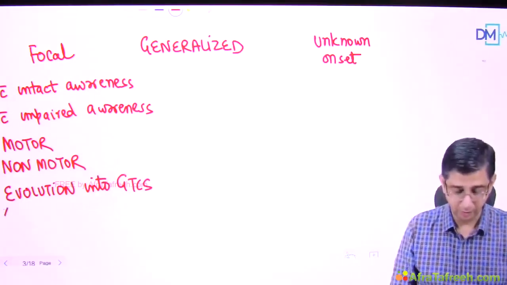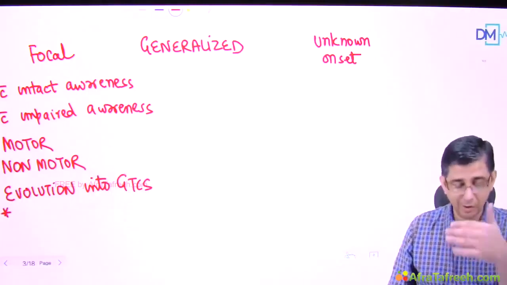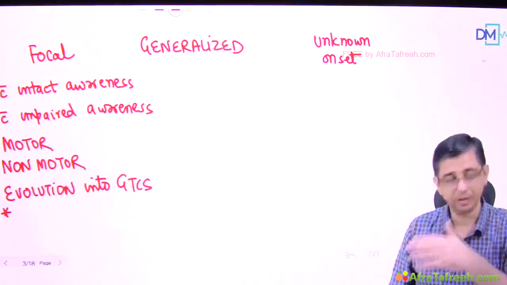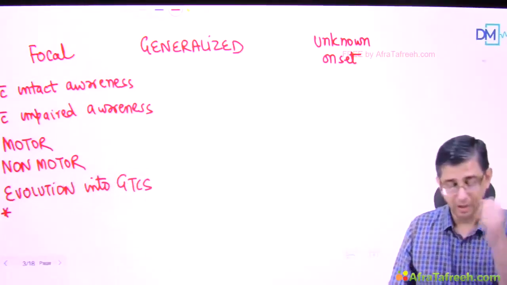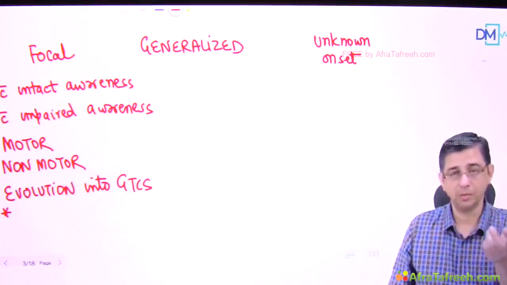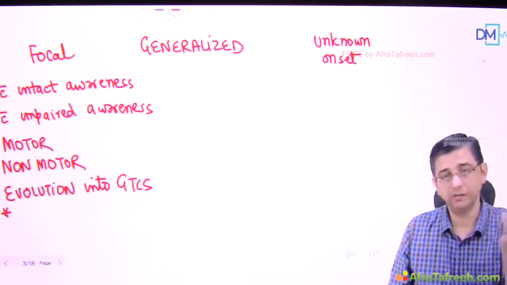For example, I spoke about this evolution into GTCS. This is because the drug of choice for focal seizures is different compared to the drug that we use in generalized tonic-clonic seizure. Like in focal seizure, if a person is young, we usually use carbamazepine, but in a very old age patient, we use levetiracetam.